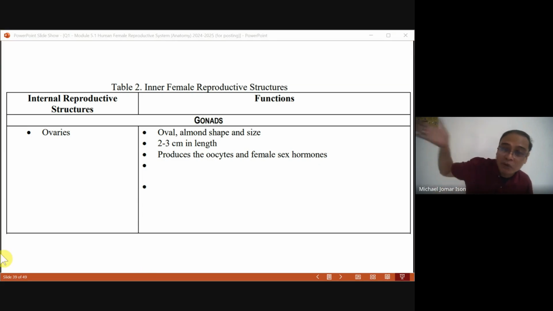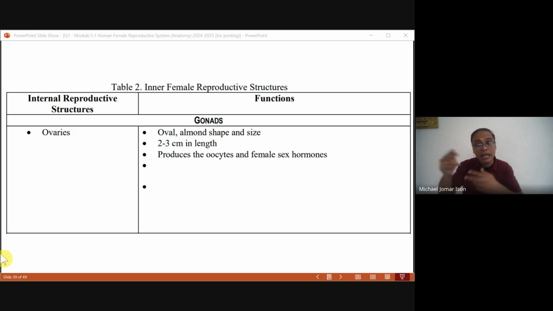Later on, when we proceed to module 5.2, the hormonal control of the female reproductive system, we will go back to the ovaries, because as the oocyte is developing inside the ovary, hormones are being released, and that actually changes the physical body of the female, particularly the uterus. We'll be looking at the parallel things that happen between the ovaries and the uterus as we go to the hormonal control. So just remember right now: oocyte and female sex hormones.